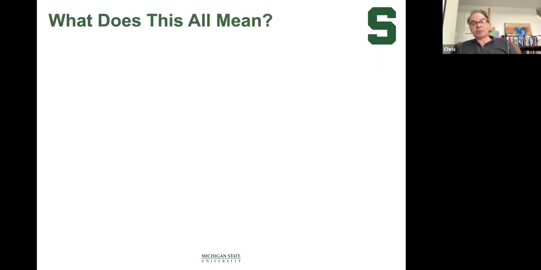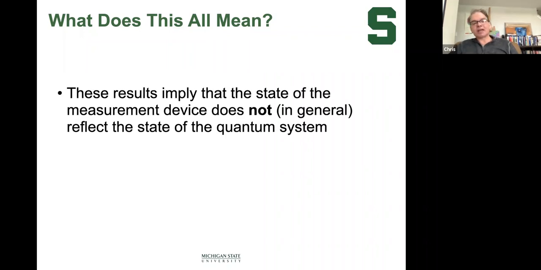So what does this all mean? Now comes a few philosophical takes on what that means from quantum physics and quantum measurement. Obviously, I could have started with philosophy, but I didn't want to. I wanted to see how to do quantum measurements mathematically and how that actually looks if I measure this. So the first thing is that the result implies that the state of the measurement device does not, in general, reflect the state of the quantum system.